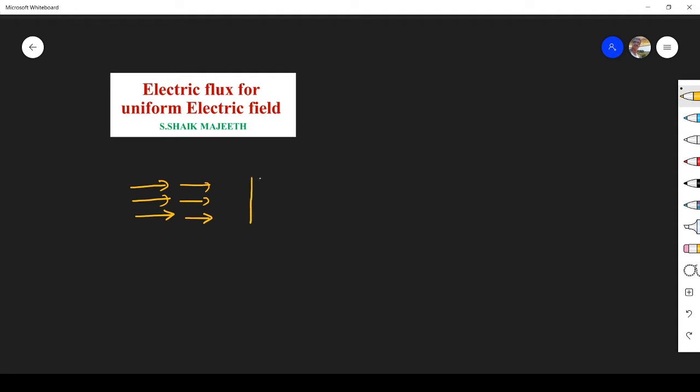Electric flux is nothing but the number of field lines passing through an area which is kept perpendicular to the electric field lines. So this area is kept perpendicular to the lines. How many lines are passing through that will give electric flux phi E. The main point is it should be kept normal or perpendicular. Right, we know that phi is equal to EA.